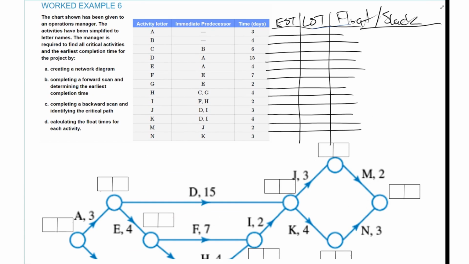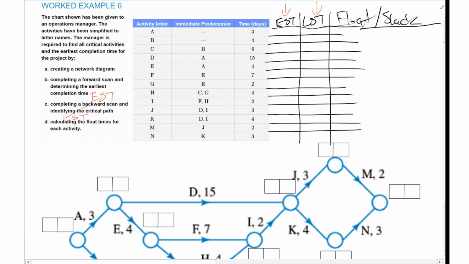So complete a forward scan to determine its earliest completion time. Basically, what I'm after here is the EST, which is this column here, because we're going to fill that out once we've completed it. Then complete a backward scan identifying the critical path. Remember, the backward scan is this part here, the LST. So that's that column there.